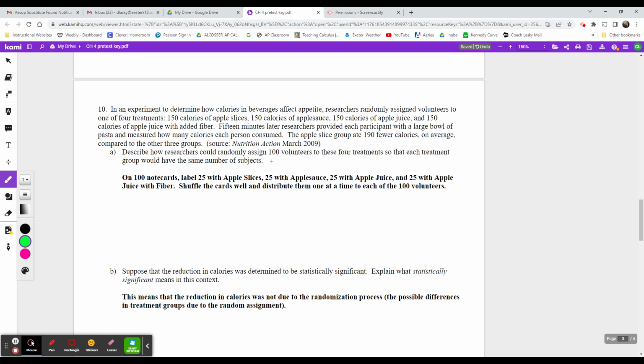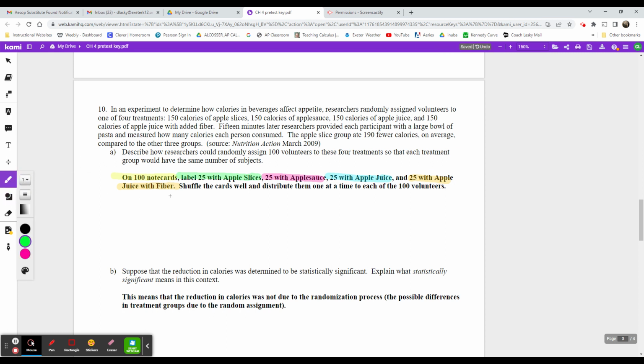Describe how researchers would randomly assign volunteers to the four treatments. Okay, so here's the key piece to this, guys. This is kind of the name in the hat kind of idea. You can do it multiple different ways, but notice how they use note cards. Then they did 25 apple slices, then 25 applesauce, then 25 apple juice, then, let's see this one, 25 juice fibers. Then here's the key piece.